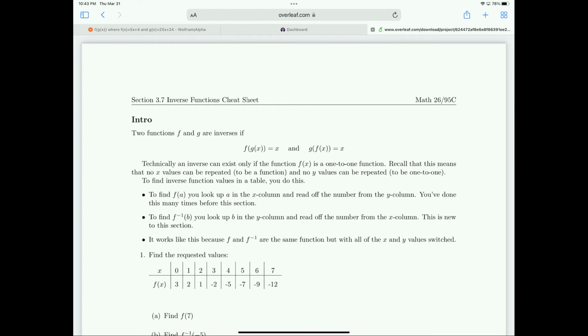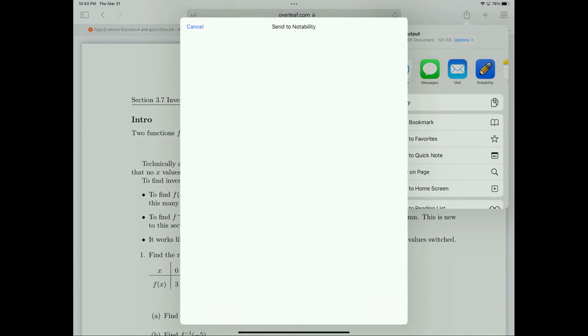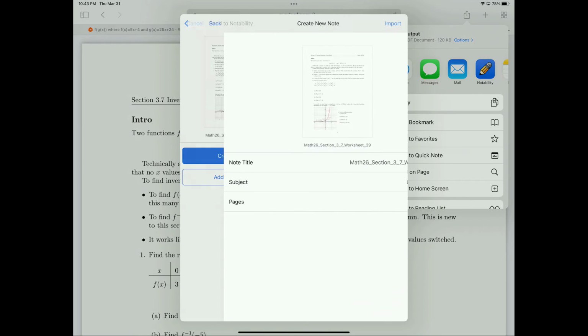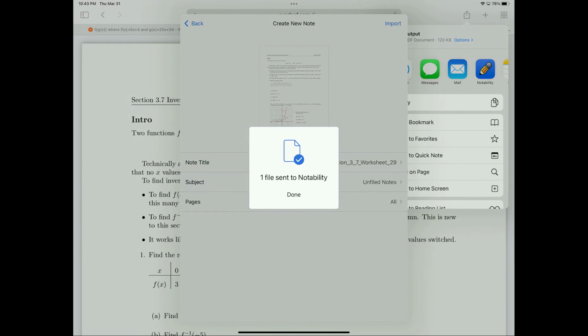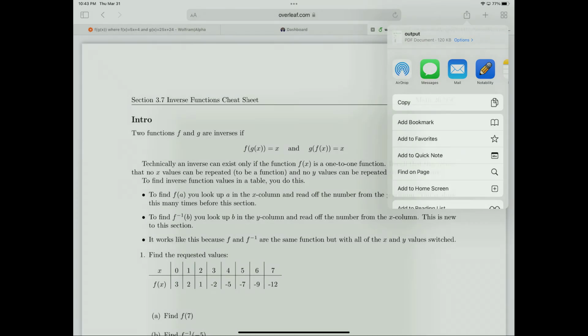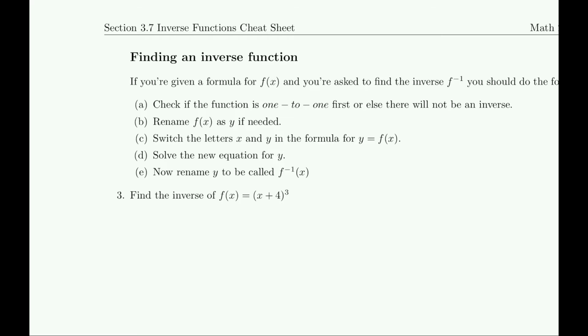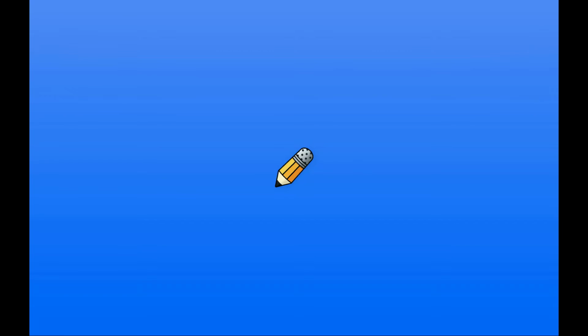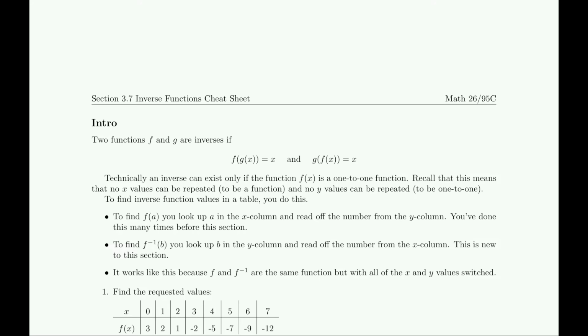All right. So let's look at this. Can I write on it? No, I cannot. Let me figure out what to do here. Let's just send that to Notability. Create new note. Import. Done. All right. So here we go.